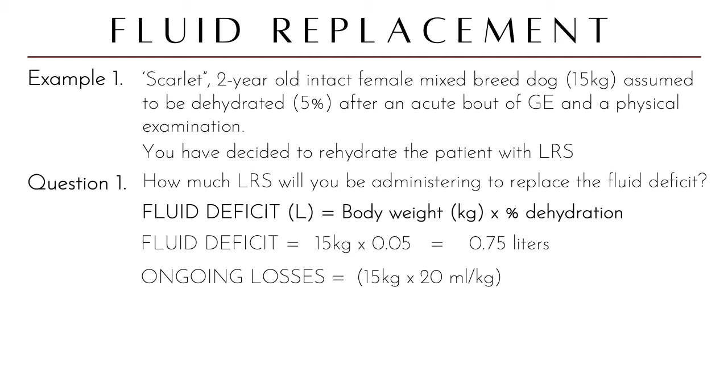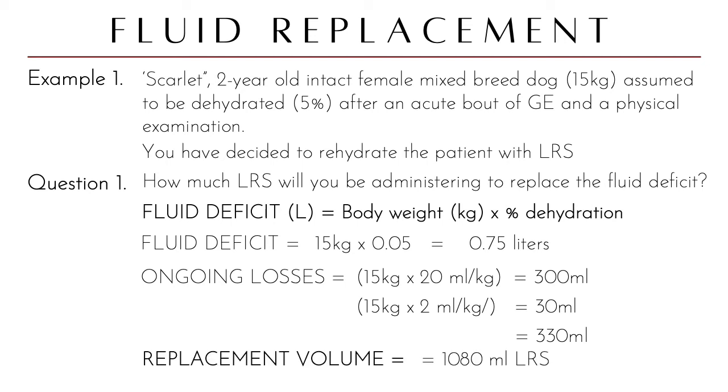Go get your calculators out. 15 times 20, 300. All right, 300 ml. Now the sensible losses would be 15 kilos times 2 ml per kg. That is 30. So you add that, those are your ongoing losses of 330 ml. So your total replacement volume would be 1080 ml LRS.